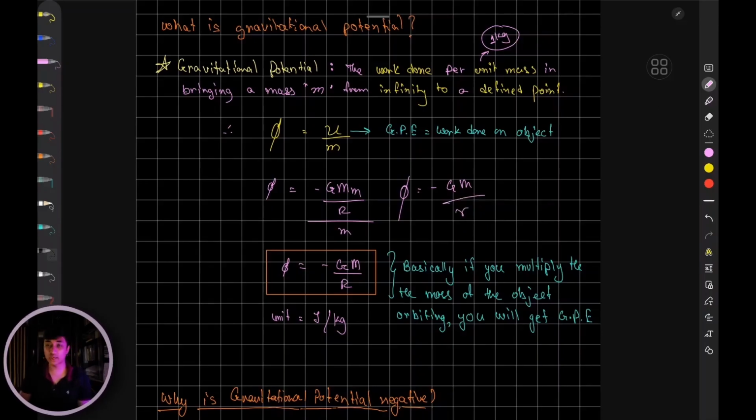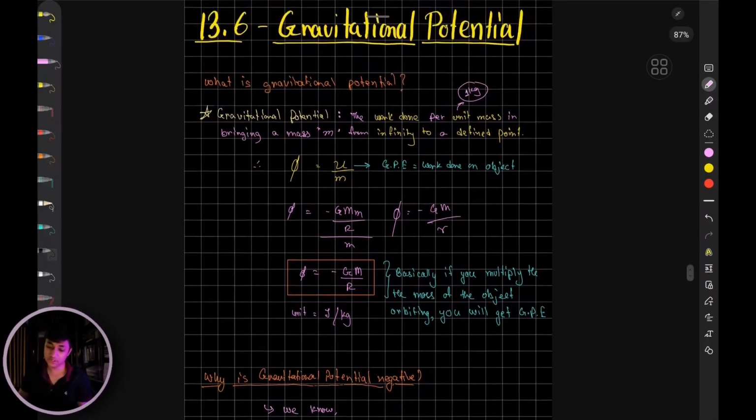Therefore, this is how you get the formula for gravitational potential, the amount of work done per unit mass in bringing it from infinity to a defined point, right? So this is the formula and definition of gravitational potential. Now, why is gravitational potential actually needed? Because it makes everything uniform in the sense that you know the amount of energy needed with respect to 1 kg of mass for all examples.